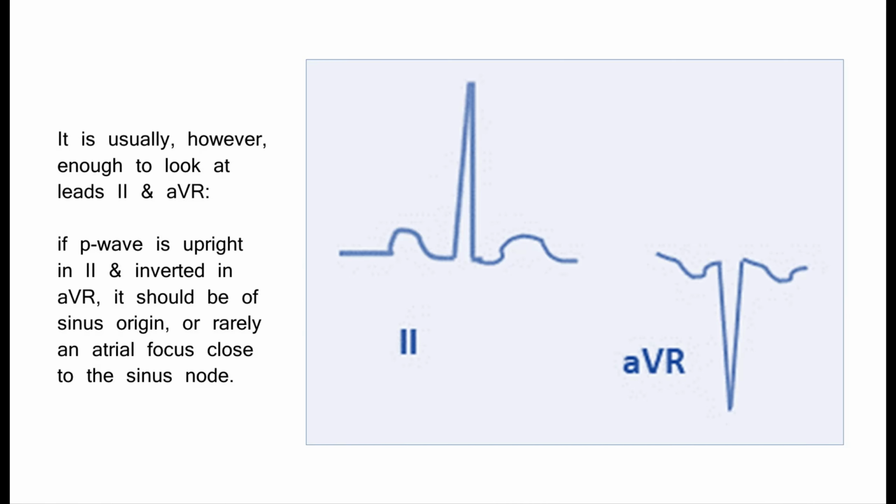It is usually, however, enough to look at leads 2 and AVR. If P wave is upright in 2 and inverted in AVR, it should be of sinus origin, or rarely an atrial focus close to the sinus node.